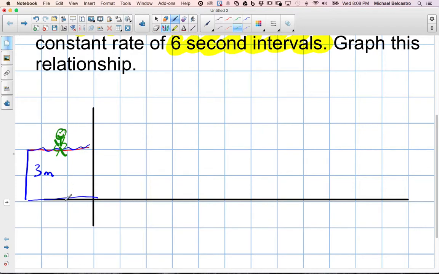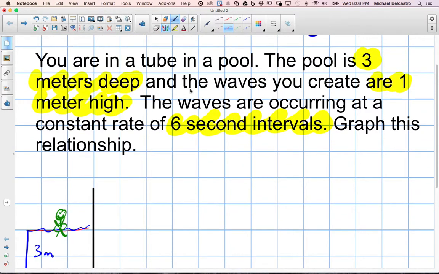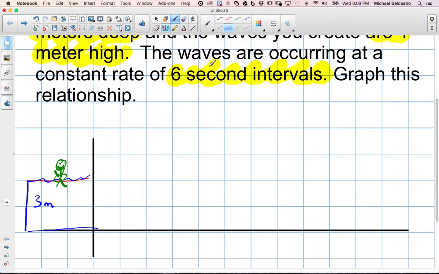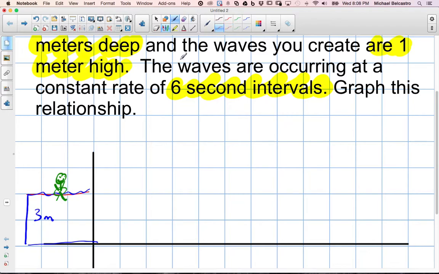Okay, so there's you. This is happening, and what's happening is the waves are a meter. Is that how high they are? Oh my gosh, those are huge, 3-foot waves in a pool. Essentially what's happening is you're having waves that are going up, and then if you look at a wave, it usually comes down the same amount. So they're being created from your little bobbing up and down in the tube.